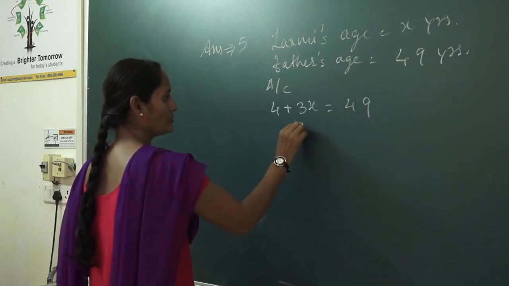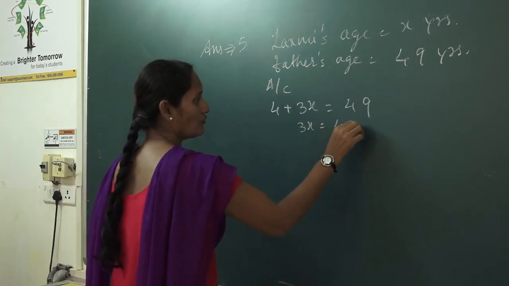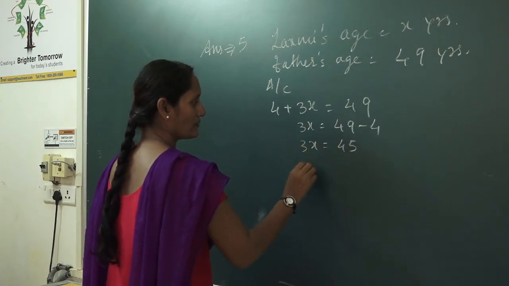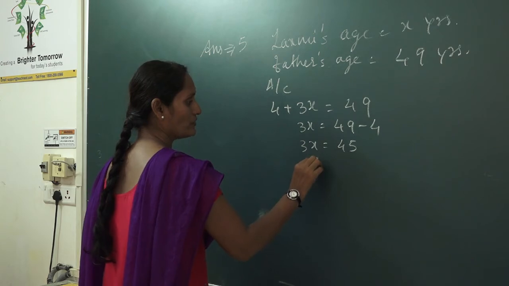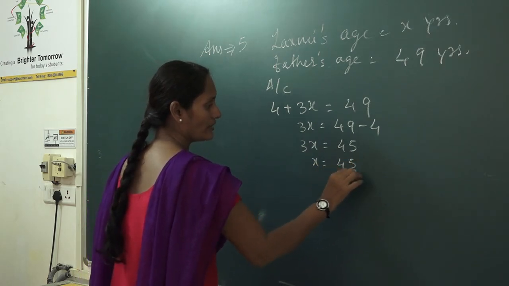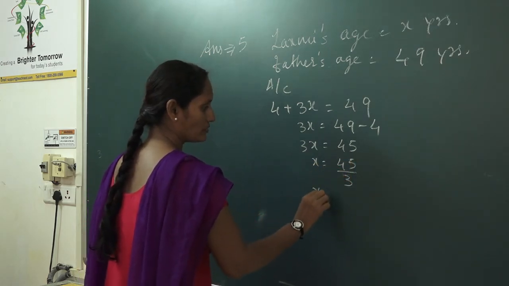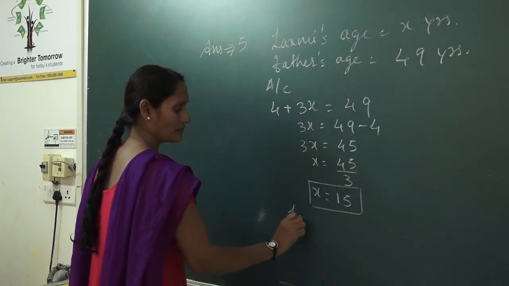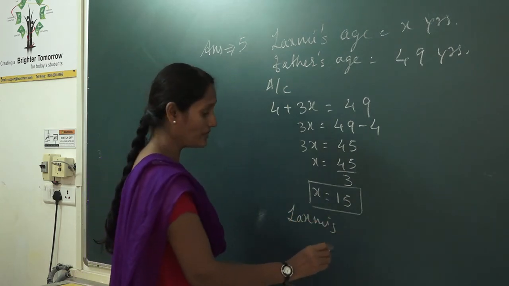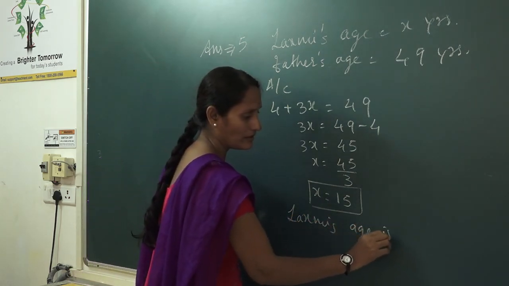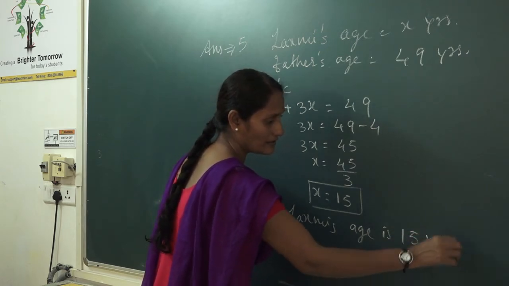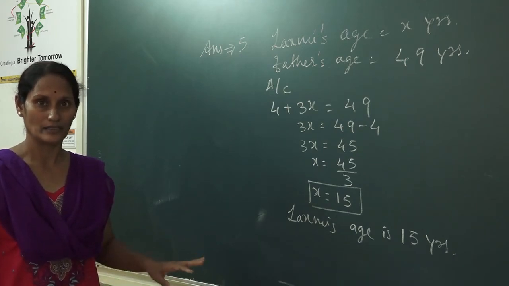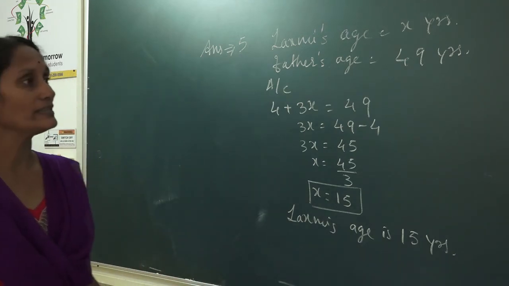Transpose 4 that side. So 3x will be equal to 49 minus 4. 3x equals 45. Now 3 will go that side, so it is in division form. So 45 divided by 3. So x equals 15. So what is Lakshmi's age? Lakshmi's age is 15 years. Okay students? Is it clear? Now let's go with the next concept.